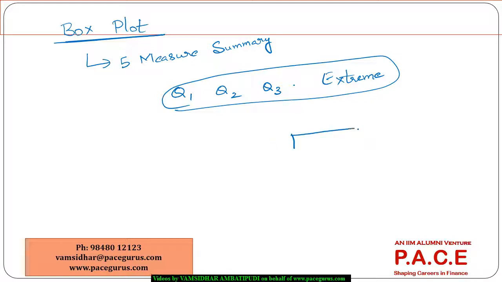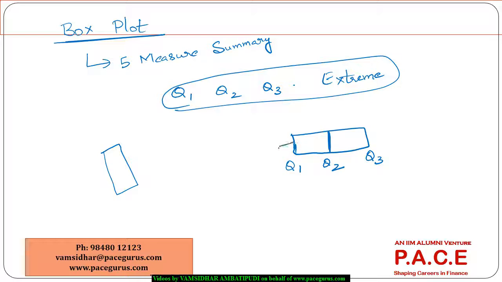Typically, the box plot looks like this. We have a box or a rectangle. It could be horizontal or vertical; different tools give it a different way. This is Q1. This is Q3. Quartile 1 and quartile 3 are the extremes of the box. Somewhere in the middle there is Q2, which is the median.